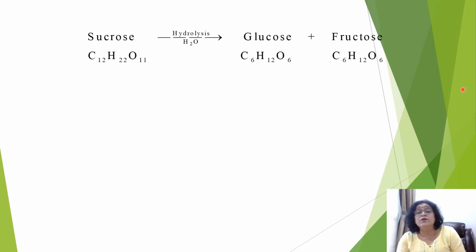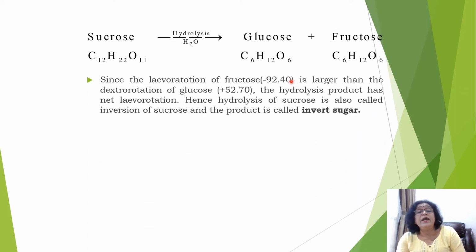The glucose is also dextrorotatory and its optical rotation is plus 52.7 degrees, while fructose is levorotatory and its optical rotation is minus 92.4. So the reactant is dextrorotatory, but when you sum up the optical rotations of fructose and glucose, it comes out to be minus 39.7. That means the solution has a net levo rotation.